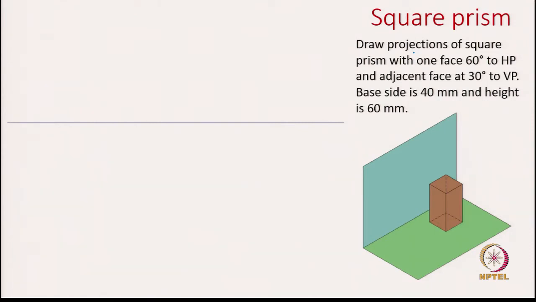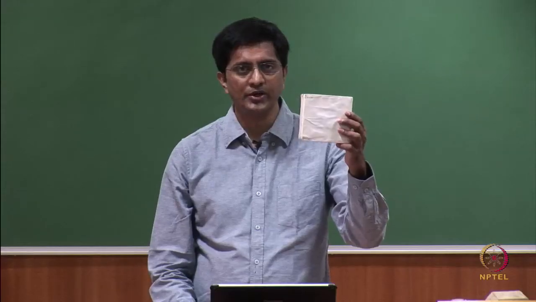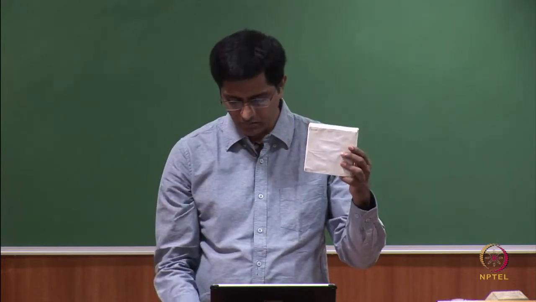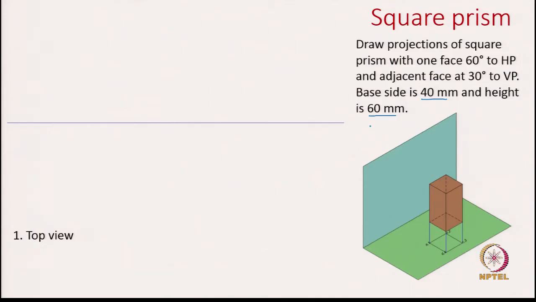In this case, I forgot to mention that the base side is 40 mm and the height is 60 mm. This helps us to draw this prism. So, first is the simple orientation. We can either start with the front view or the top view. Randomly I am starting with the top view.